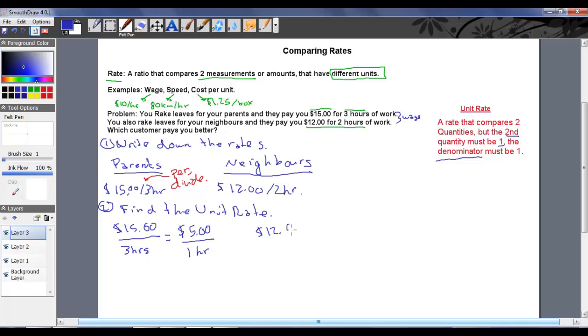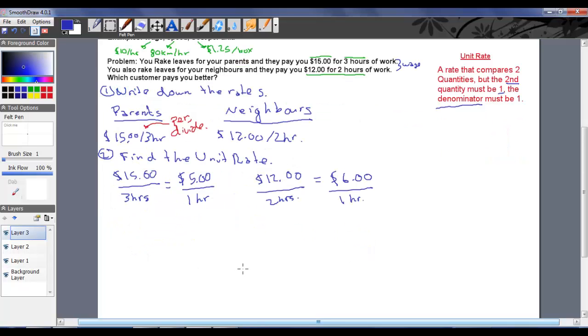We're going to do the same procedure for our neighbors. So we're going to take that $12 and divide that by 2 hours because we want 1 on the bottom. So that's going to give us, and you can use your calculator for this or do long division, whichever you prefer, $6 per 1 hour. So we have just found our unit rates in both cases. Now what's left to do is to compare our values.